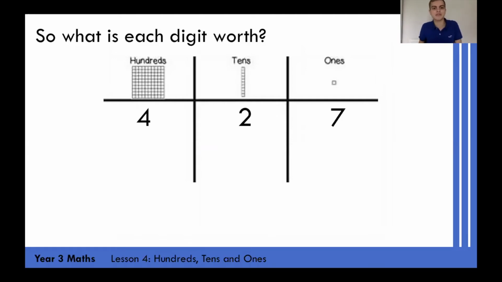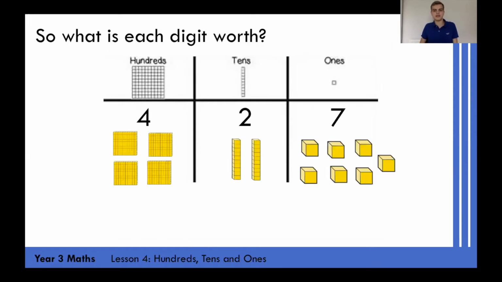I'm going to make that out of my Dienes. So I know I need 4 lots of 100, 2 tens, and 7 ones. Here we go. 4 hundreds, 2 tens, 7 ones. Excellent. And I can now write this number, 427, in 2 different ways. The first way that I can write it is how many hundreds, add how many tens, add how many ones.